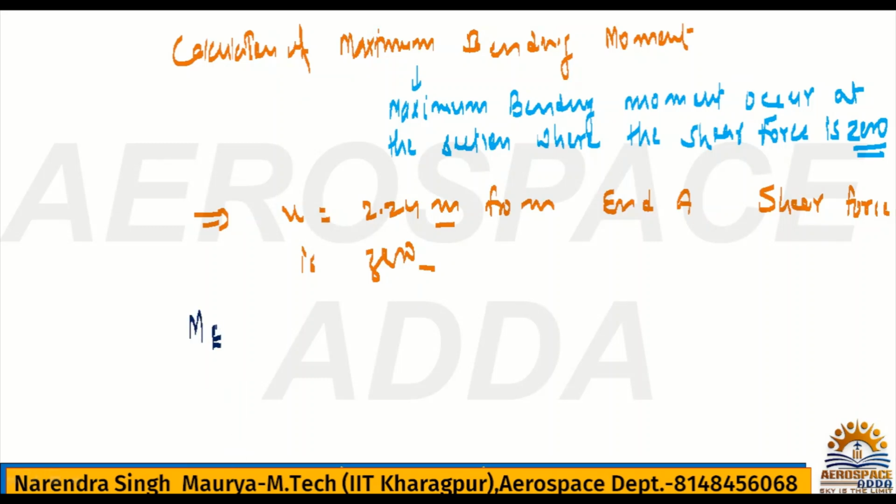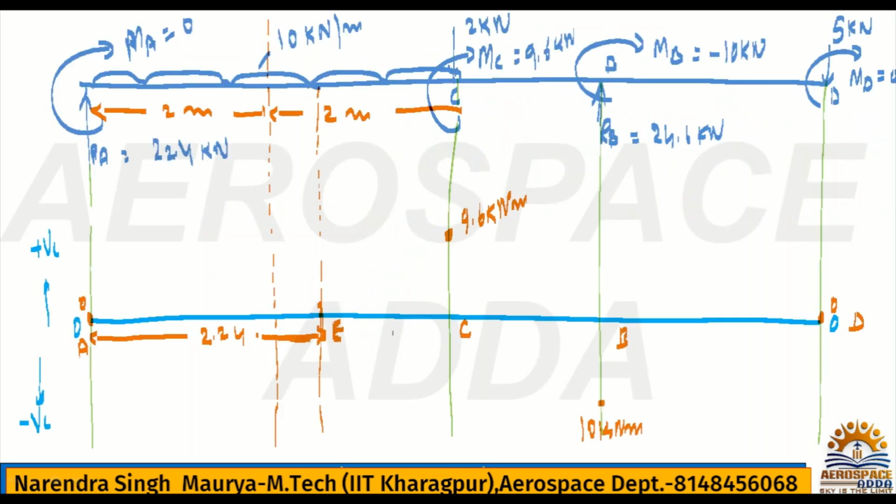The bending moment at E, or you can say at section XX, is going to be maximum, no? Because here at point E, the shear force is 0. So at point E, you now calculate the moment. What is the moment at point E? It's very simple: the moment because of the RA force.